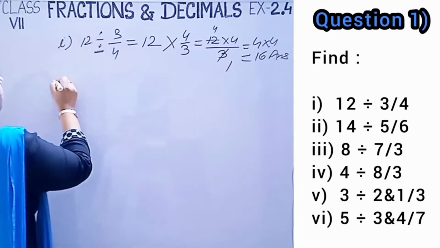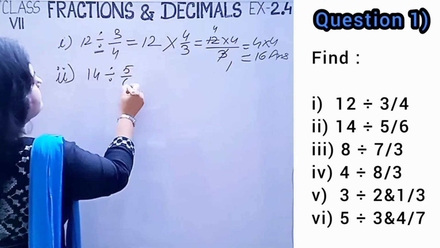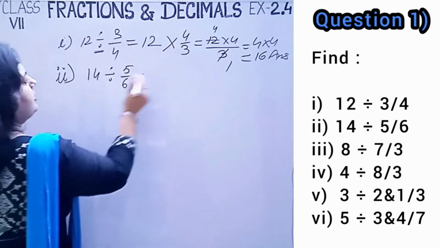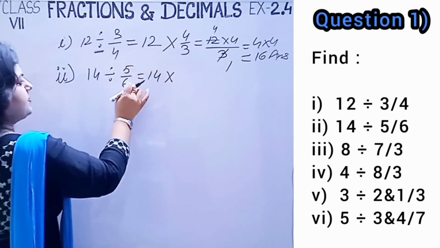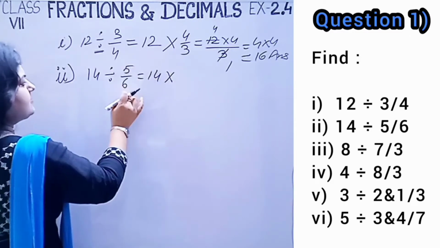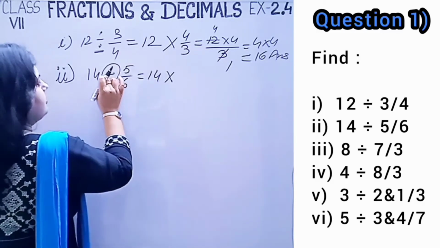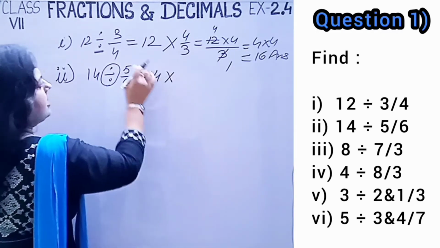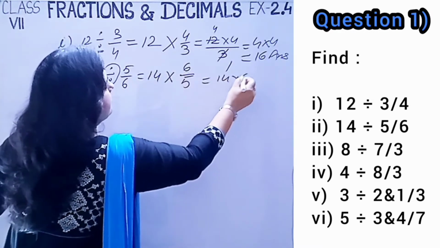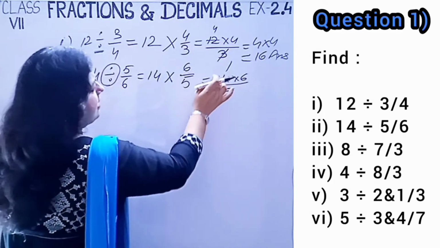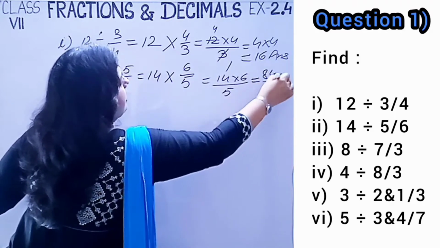Answer. Second part. 14 divided by 5 upon 6. The same procedure here. 14. Multiplication sign here. And we have to reciprocal this number. So 5 upon 6 will become 6 upon 5. But we have to change this sign. So division sign, it will become multiplication sign. So 14 into 6 upon 5. We have to multiply 14 with 6. So 84 upon 5.